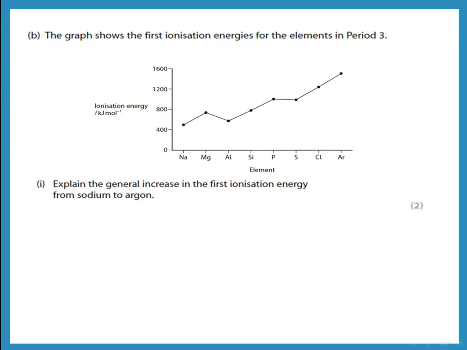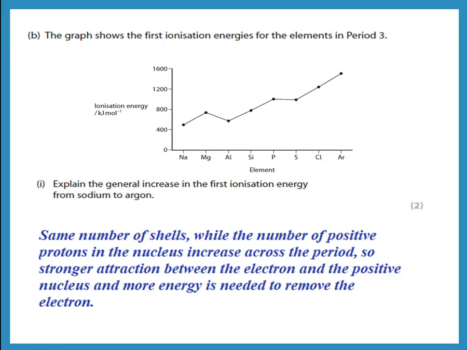Okay? Then he says the graph shows the first ionization energies for elements in period 3: sodium, magnesium, aluminium, silicon, phosphorus, sulfur, chlorine, argon. Explain the general increase. Now, why does ionization energy in general increase from sodium to argon? You should know that as we go from left to right in a periodic table, we are first of all in the same number of shells.